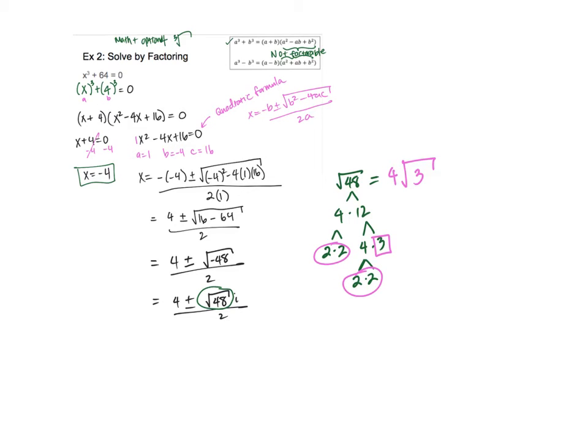And so any leftovers goes back in the root, any pairs comes out, but you need to multiply it out together. So instead of 48 here, I can replace that with 4 plus and minus 4 square root of 3i over 2.